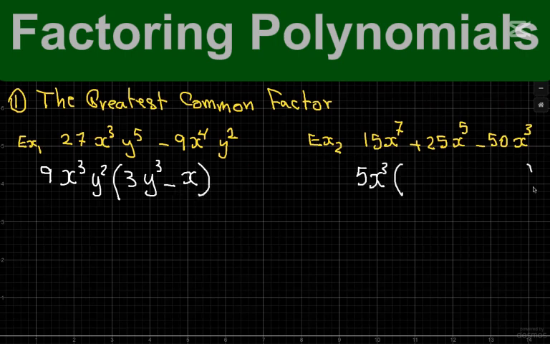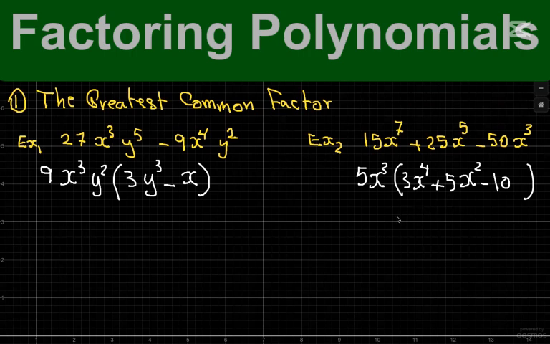And that's your answer. The way I do it, I just go 15x to the 7 divided by 5x cubed, 15 divided by 5 is 3, x to the 7 divided by x cubed is just x to the 4. Then we have our plus, then 25 divided by 5 is 5, x to the 5 divided by x cubed, you get x squared, and then minus 50 divided by 5 is 10, x cubed divided by x cubed, that's gone, that's 1, and that is how you do the greatest common factor.